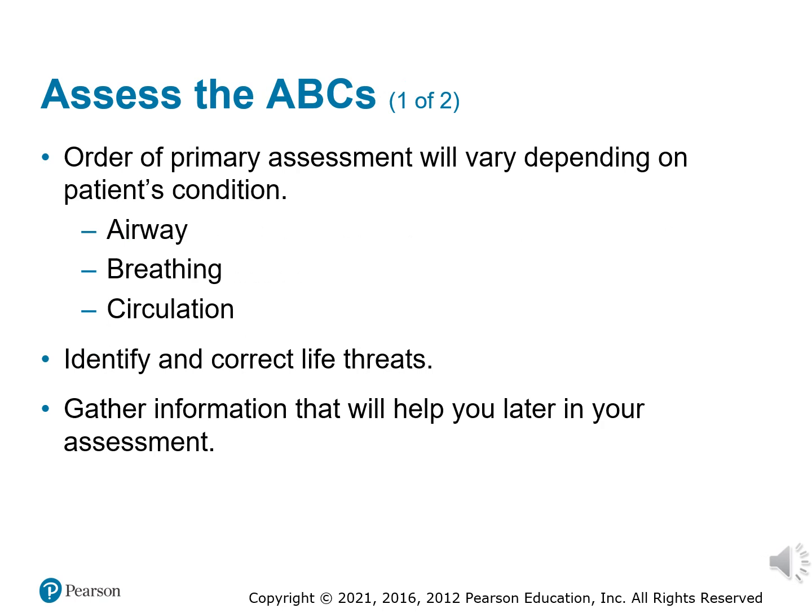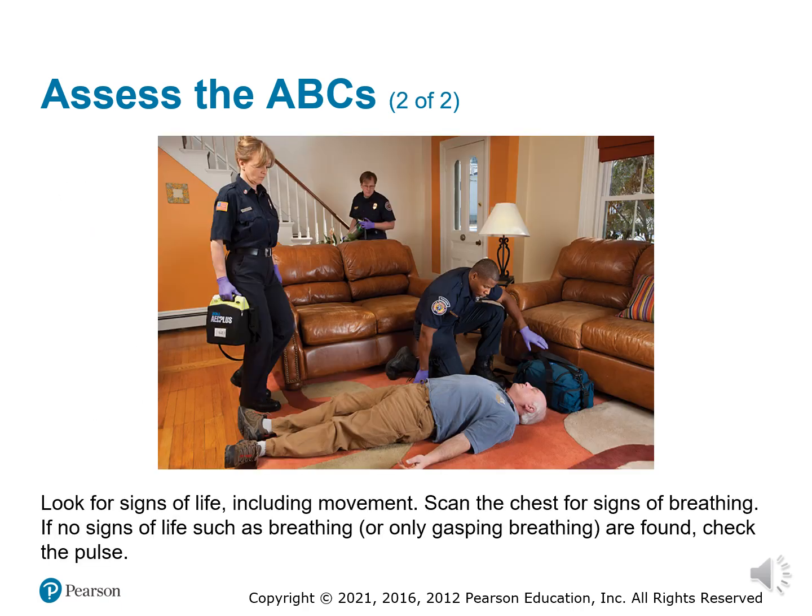Assess the ABCs. The order of primary assessment will vary depending on the patient's condition. Airway, breathing, circulation. You want to identify and correct any life threats and gather information that will help you later in your assessment. Look for signs of life, including movement. Scan the chest for signs of breathing. If no signs of life, such as breathing, or only gasping breaths are found, you want to check for the pulse.